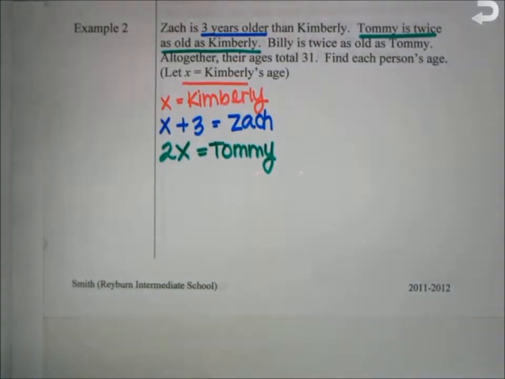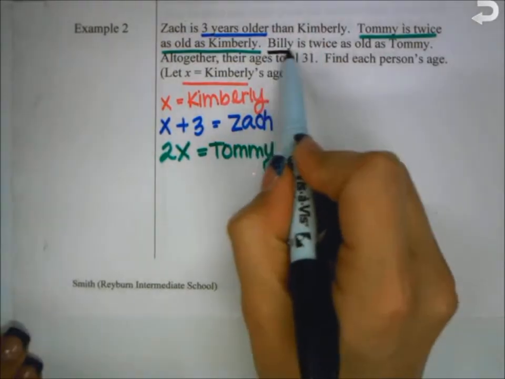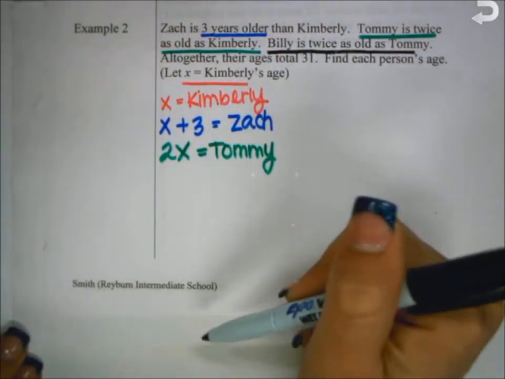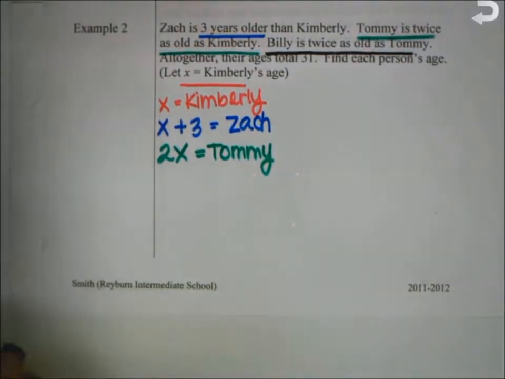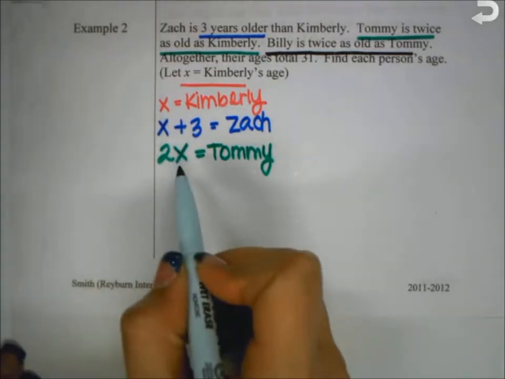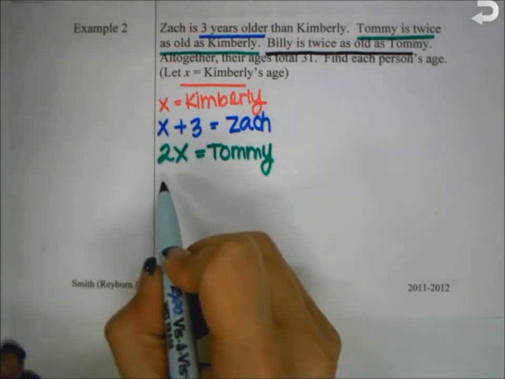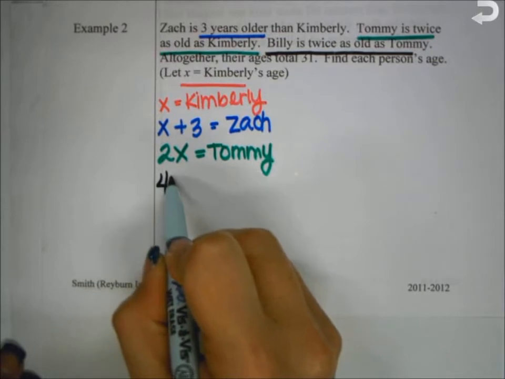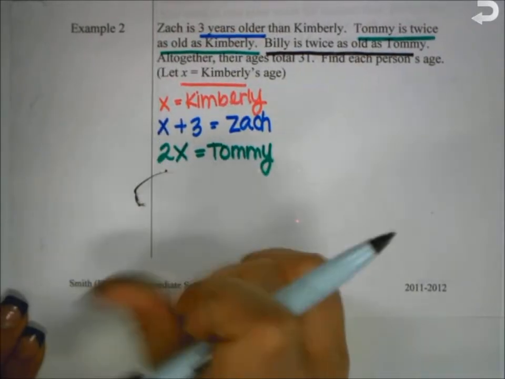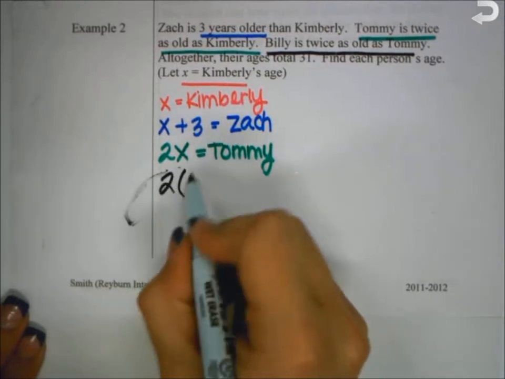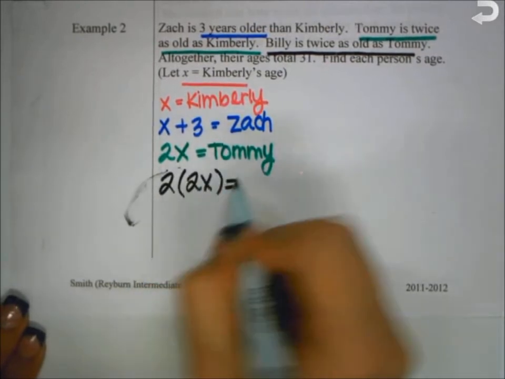And then lastly is Billy. Billy is twice as old as Tommy. So here's the tricky part. Billy is 2 times as old as Tommy, right? Tommy is 2 times as old as Kimberly. So what is Billy? 4x. How did we get that? 2 times 2, because we're talking about Kimberly. 2 times 2x, which equals 4x, which equals Billy.